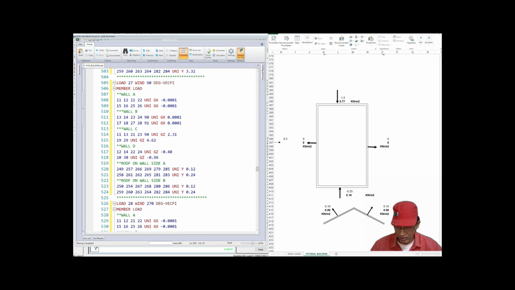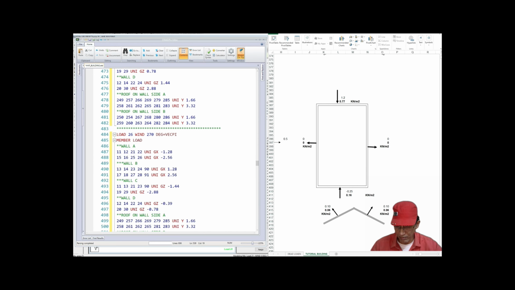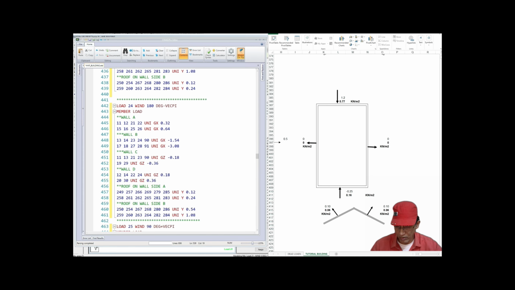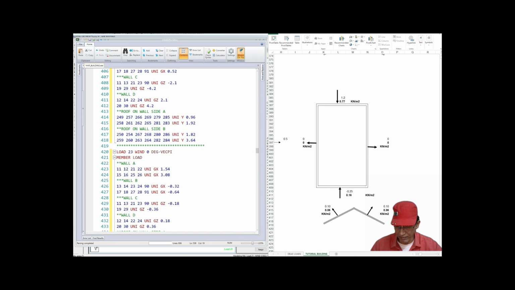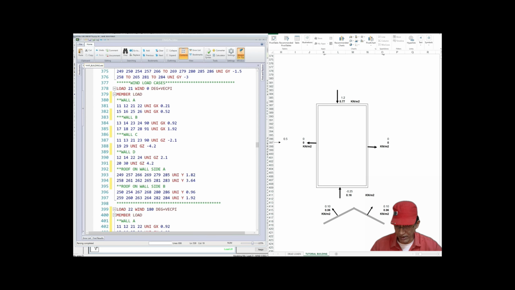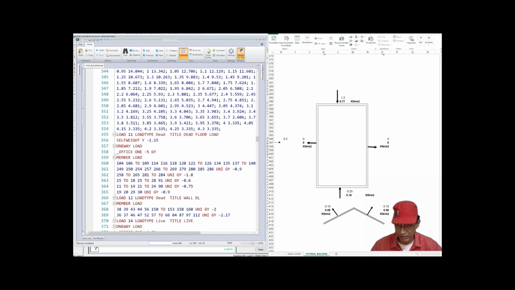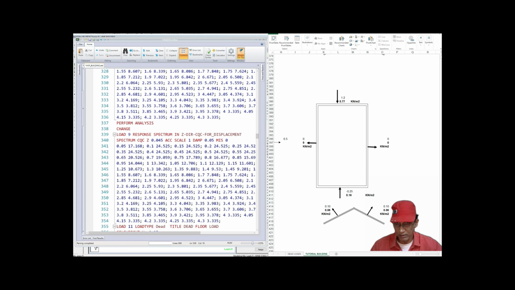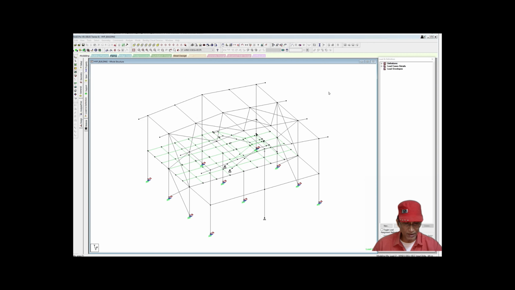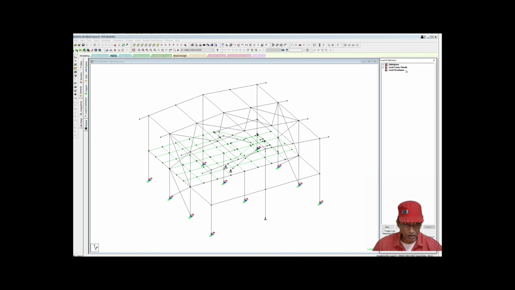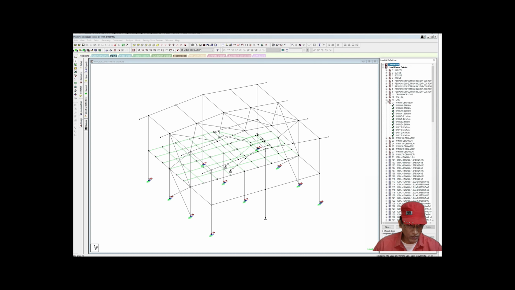So let us go through all the load cases in case some typographical mistake is there. Let us save it and close the editor. Save and close. The STAAD graphical user interface comes up. We go to load. Just check if everything is okay.